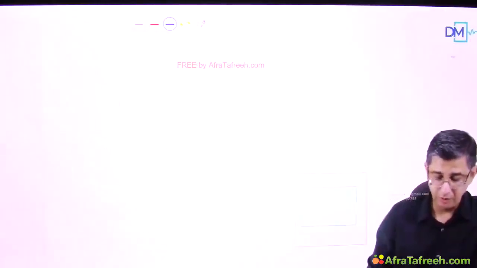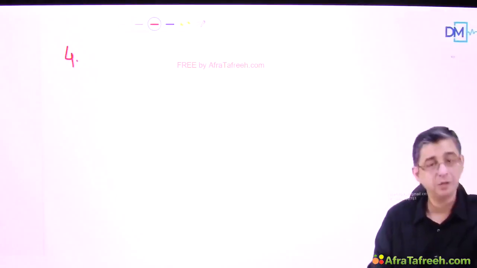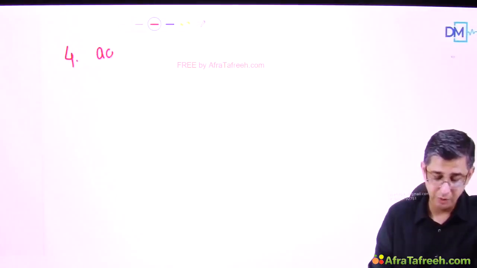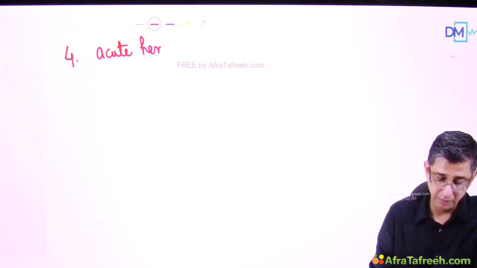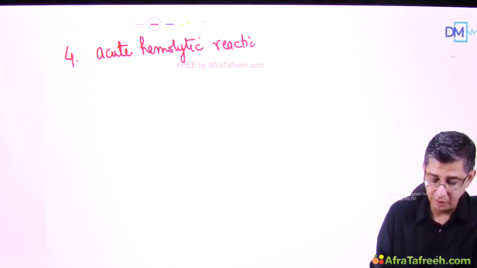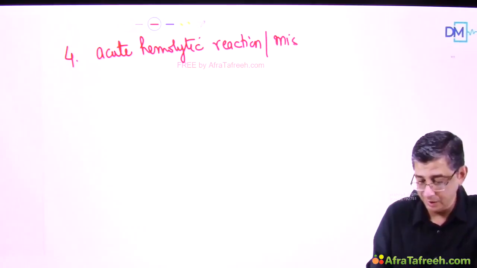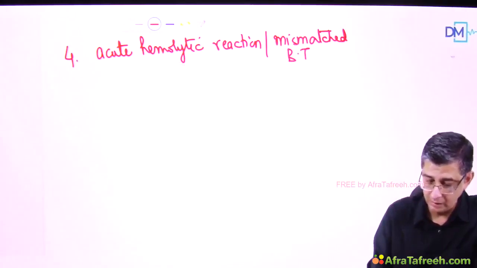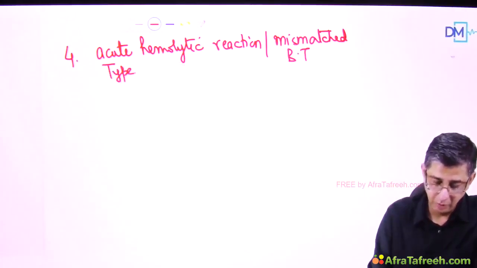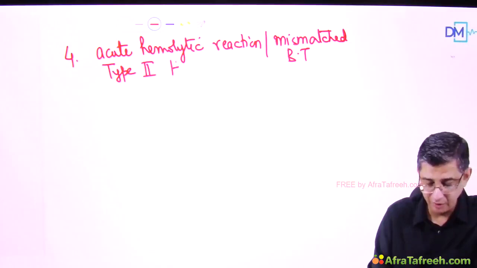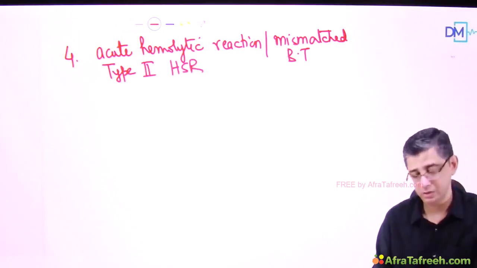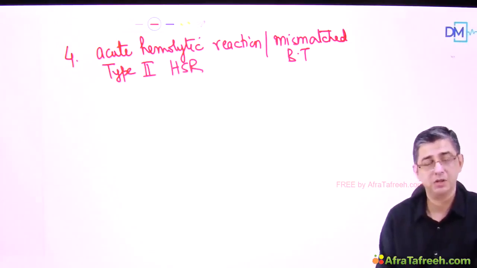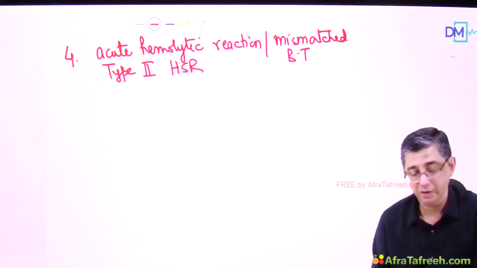The fourth complication from the immunological perspective is a mismatched blood transfusion, also called acute hemolytic reaction. This is again a serious complication. This is an example of type 2 hypersensitivity reaction. It is related to immunoglobulin M. Usually in the exam, one question on hypersensitivity reaction is there. So mismatched blood transfusion is a piece-of-cake example of type 2 hypersensitivity.